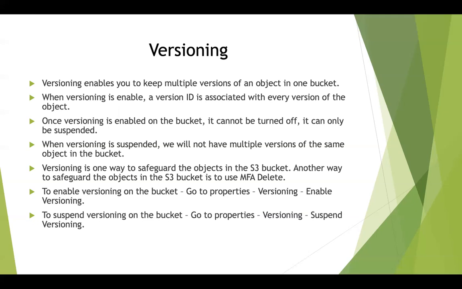So that means if I enable versioning, you will have multiple versions of an object in an S3 bucket. But when you suspend versioning for a brief period of time, you will not have multiple versions of the objects that you upload while versioning is suspended. Okay. And versioning is one way to safeguard your objects in the S3 bucket. If people try to update an object or delete an object, you will still have previous versions of that object existing in the S3 bucket.